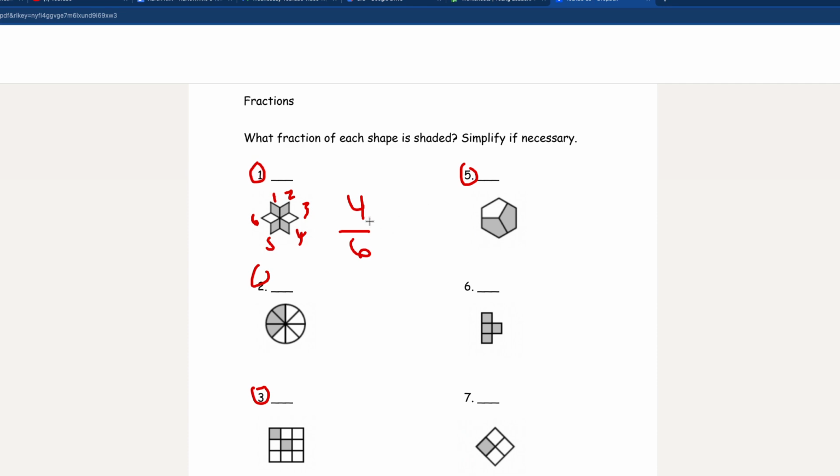So we can simplify. We can divide both numbers by 2, so we're going to do that. Divide by 2, divide by 2. That equals 2 over 3. So this is your final answer for number 1, simplified. And obviously put that there on the line.